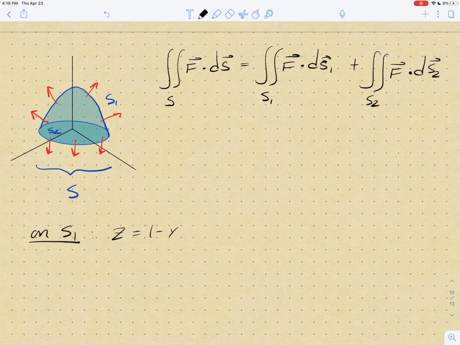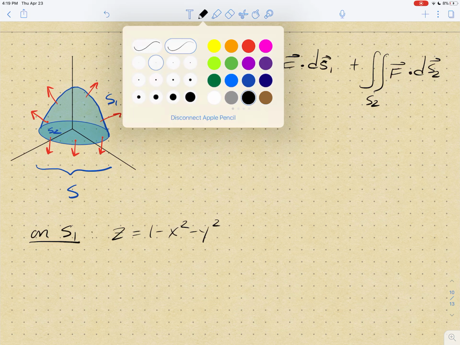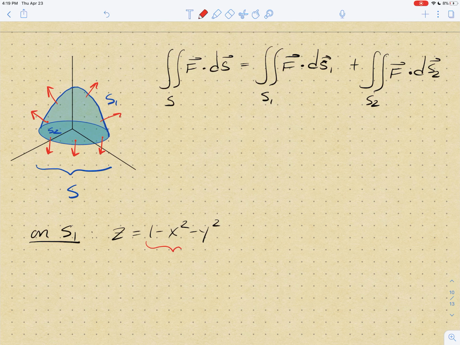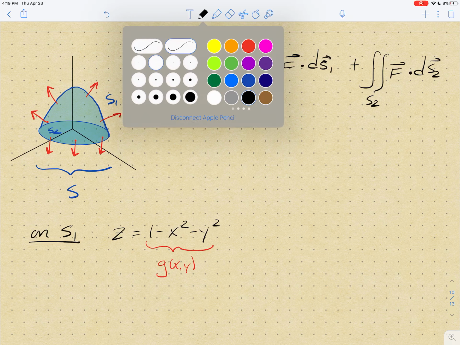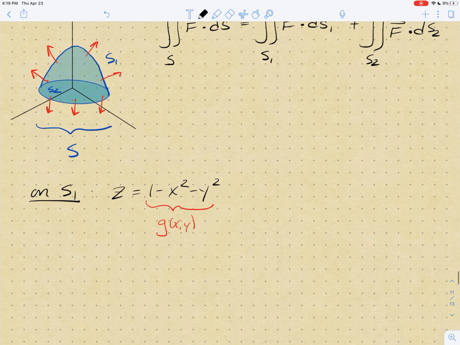Since the paraboloid is defined by z equals 1 minus x squared minus y squared, this is going to be my g of x, y. My surface is defined by this g of x, y. And so now I know how to parameterize it, at least one way, and I also can conveniently produce the normal vector that I need. So my parameterization I'm going to do just in terms of x and y. I'm going to let x be x, y be y, and z, of course, is going to be g of x, y, which is 1 minus x squared minus y squared.